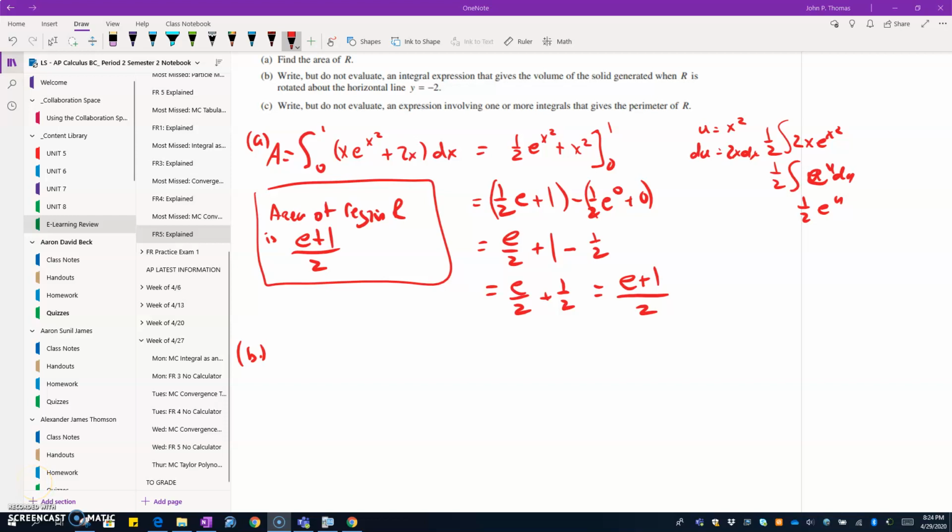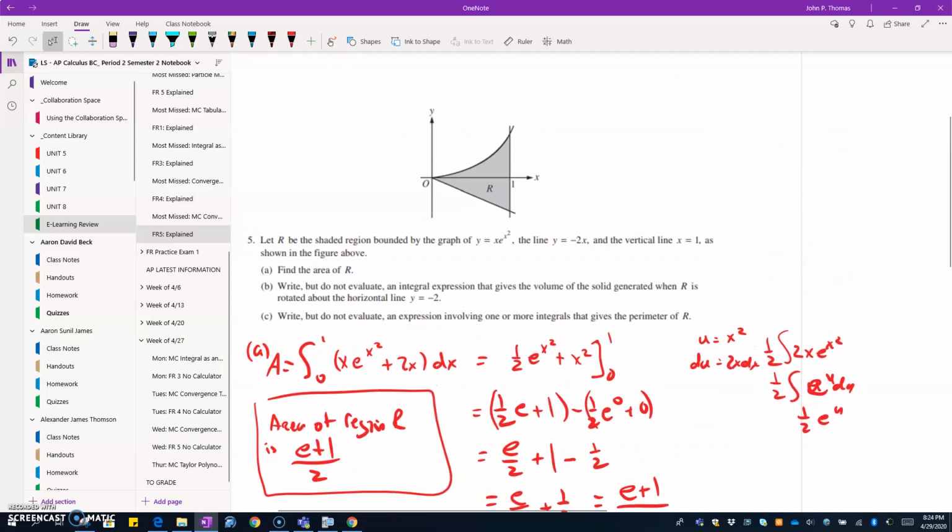All right, let's take a look at Part B. Part B says, write but do not evaluate an integral expression that gives the volume of the solid generated when R is rotated around the line y equals -2. All right, so first thing I'm going to lean on the picture here, and we've got y equals -2. I'm going to check real quick whether or not that hits that region at all.